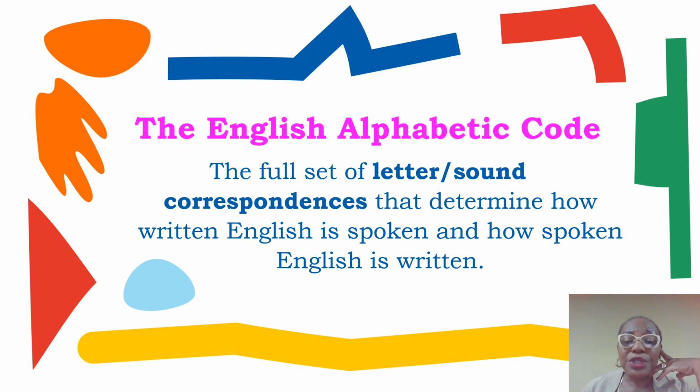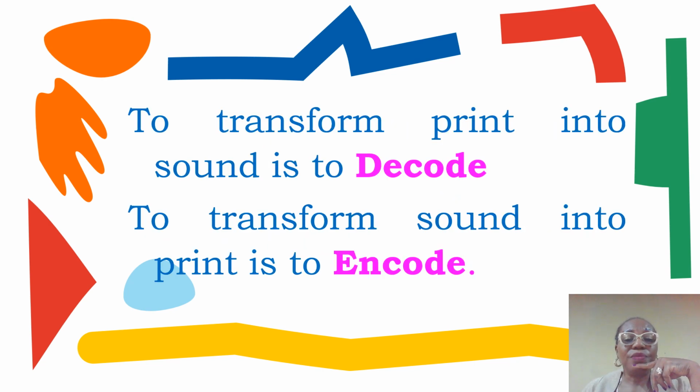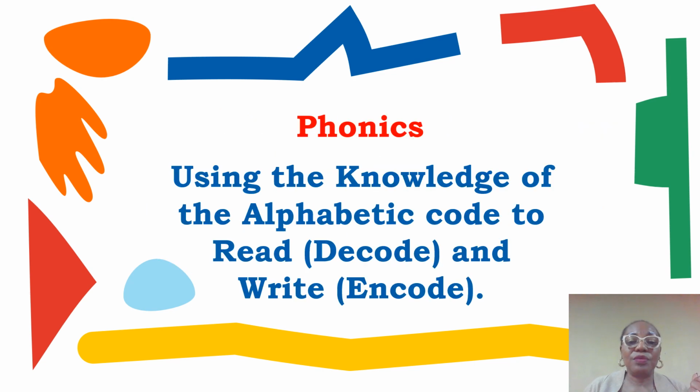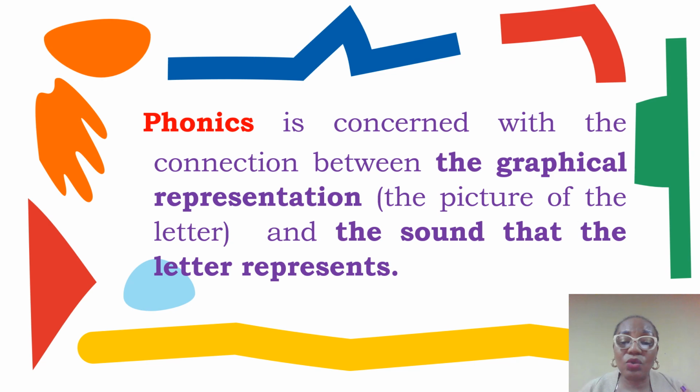The English alphabetic code is the full set of letter-sound correspondences that determine how written English is spoken and how spoken English is written. And in order to read and write, you need to use that English alphabetic code. To transform print into sound is called decoding. And when you go from sound to print, so when you hear the word and then you're able to spell it, or write it down, that is encoding. So phonics now, after all of this preamble, is using the knowledge of the alphabetic code to read, that's to decode, or to write, that's to encode.